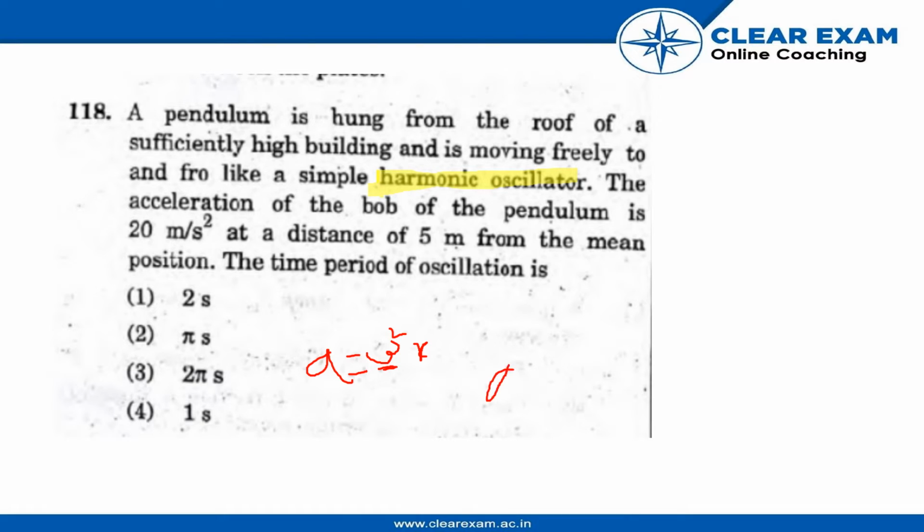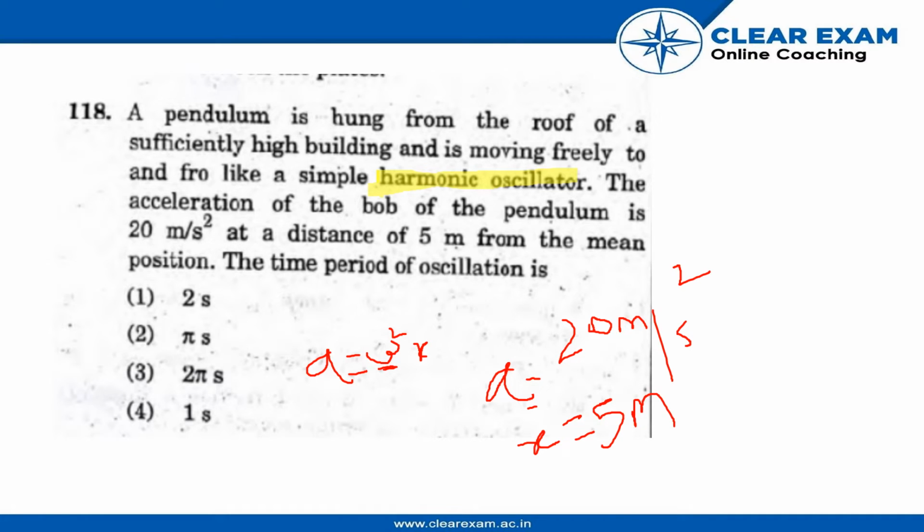This one, that a is 20 meter per second square, a is nothing but the acceleration. So we also know that our x is nothing but the displacement from the mean position. It is also given, 5 meter.